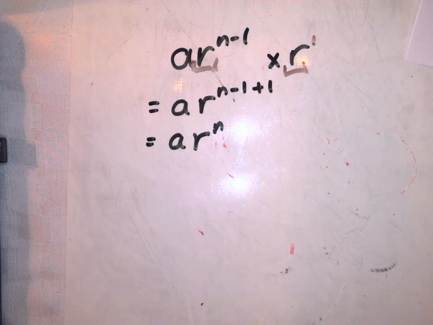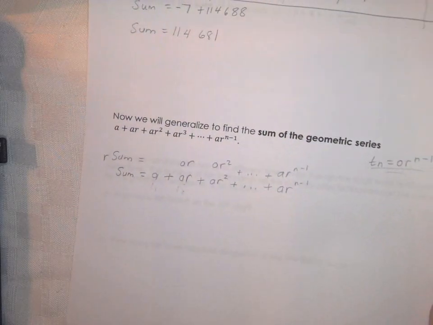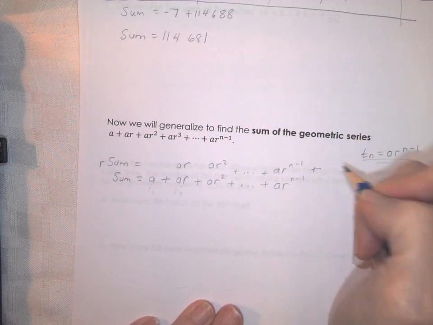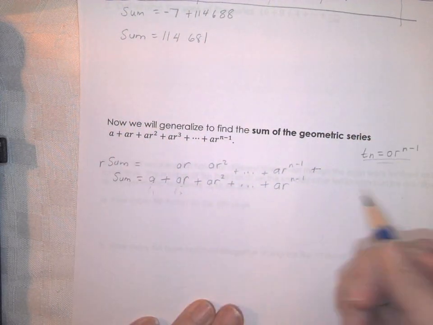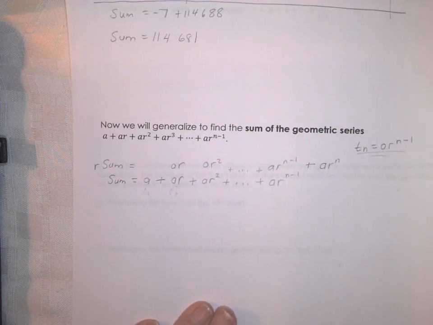Okay, so that's going to be the last term when I multiply each term in the sum by R. So if we go back to our paper here, then I also have to add the last term. When I multiply every one of these terms by R, I'll get AR to the power of n.